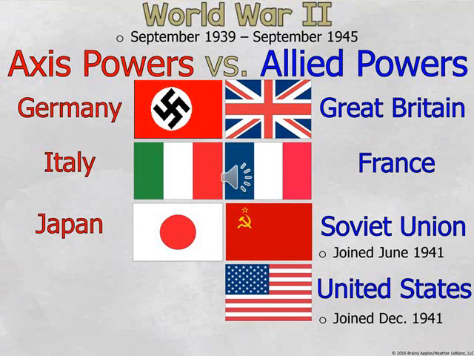The countries included in the Axis Powers were Germany, Italy and Japan, the Rome, Berlin, Tokyo axis. The Allied Powers, the countries which opposed the Axis Powers, were Great Britain, France, the Soviet Union and the United States.